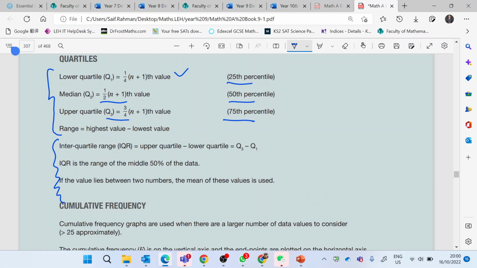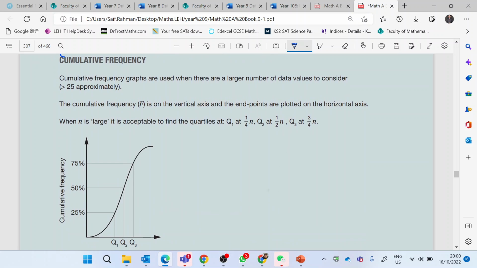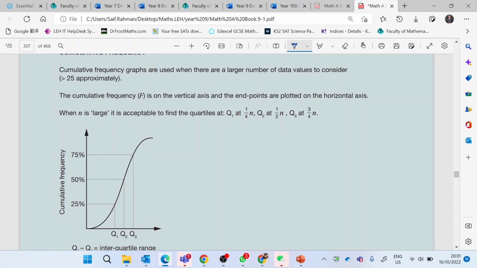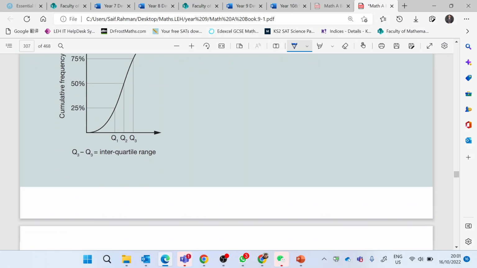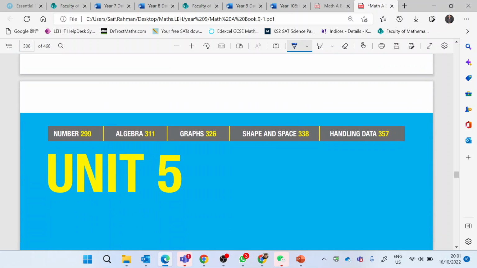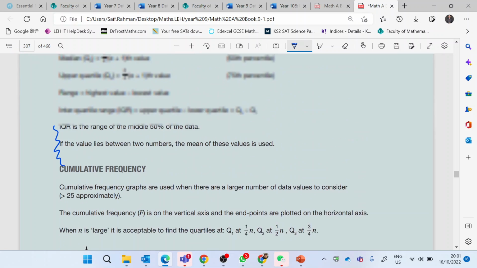IQR is the range of the middle 50% in cumulative frequency. These are shown here. So when the data is too high, with too many values, then you do not need n plus 1, just 1 by 4 n for Q1, 1 by 2 n for Q2 and 3 by 4 n for Q3. And we come to the end of this section here.